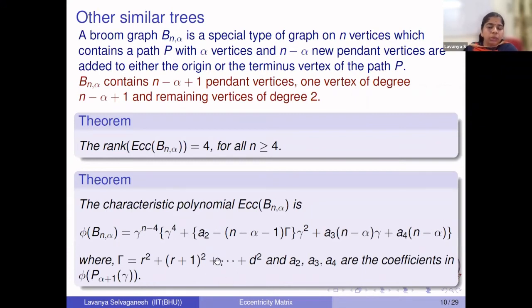So we also did similar studies on the double broom and other double star-like trees and so on. And as I said, we attempted the conjecture which was given in my abstract, that the eccentricity matrix with the minimal spectral radius was attained by the tree which had one vertex of degree n minus 2.